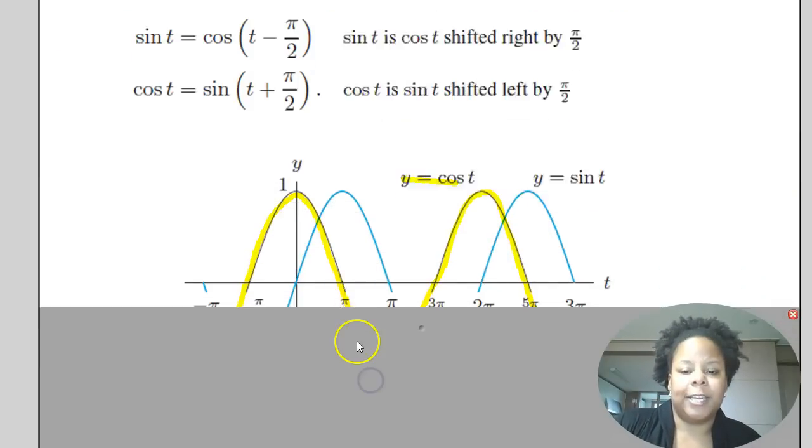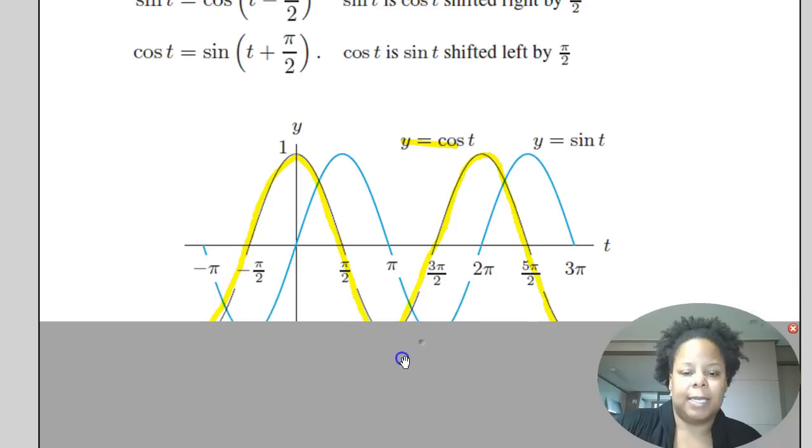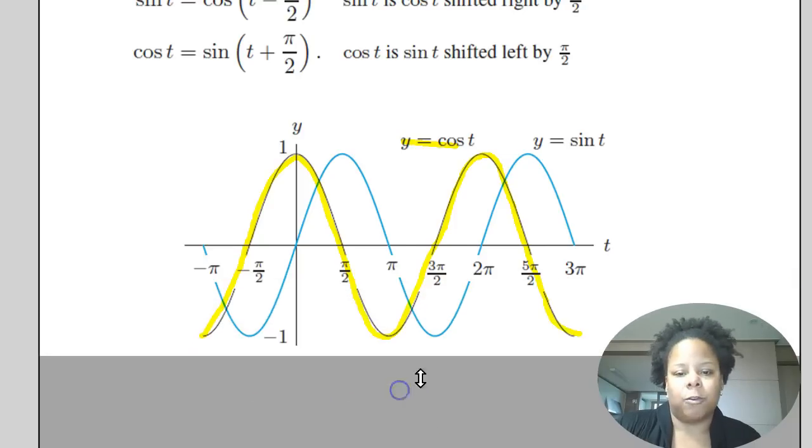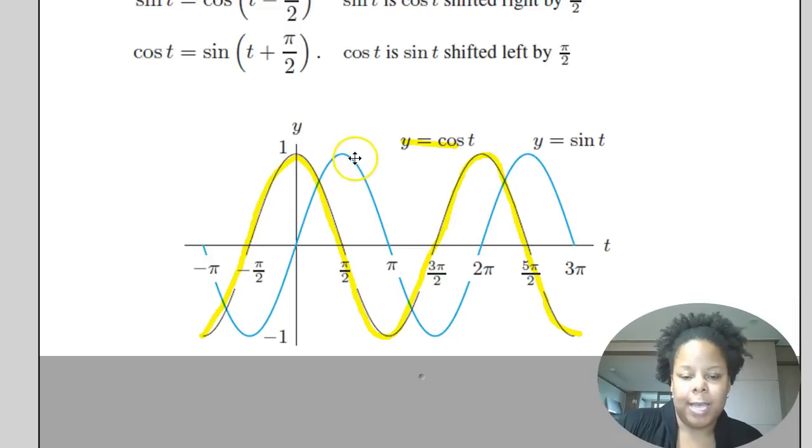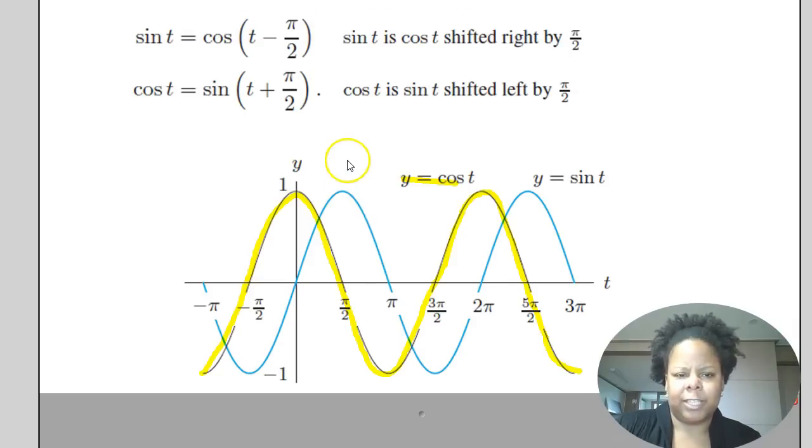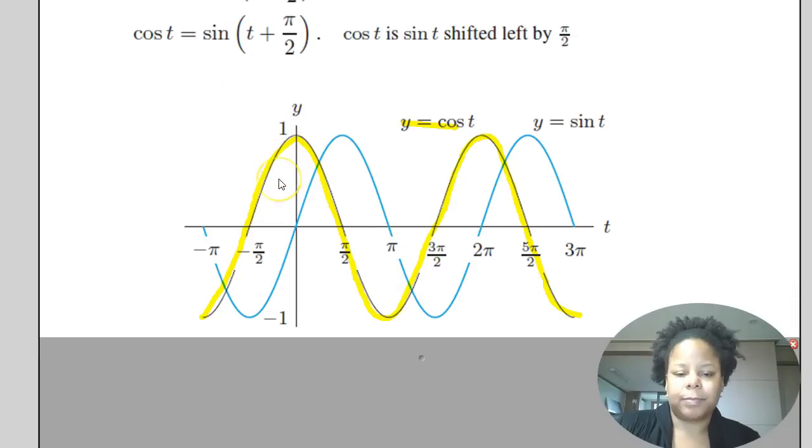We can see that here in the graph when we graph both sine and cosine. I can get the cosine graph by taking the sine graph, which is this graph right here, and moving it over pi over 2 units to the left. And I can get the sine graph by taking the cosine graph and moving it over pi over 2 units to the right. That's exactly what this relationship talks about.